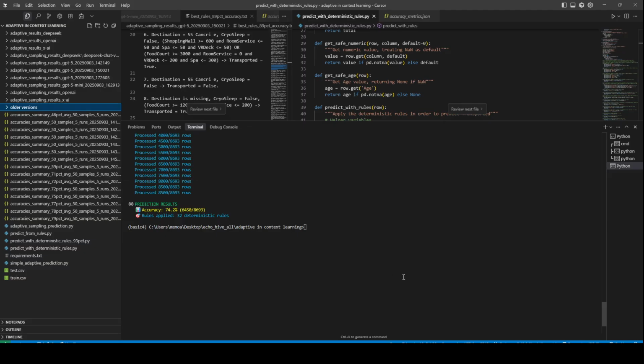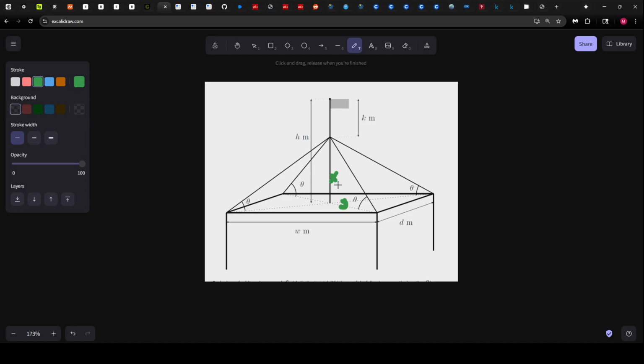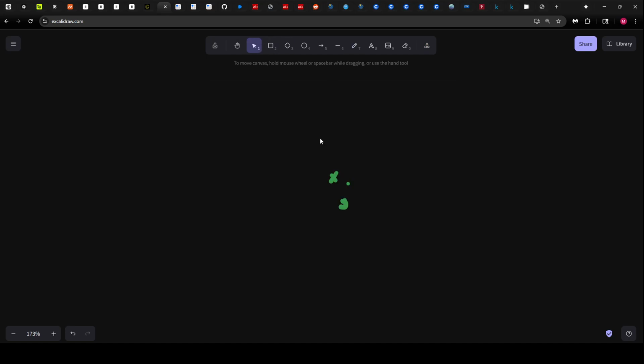So essentially, let me explain it with some drawings. This is from when I was studying some math. Anyway, so we have a data set.